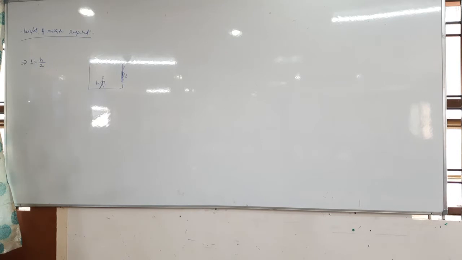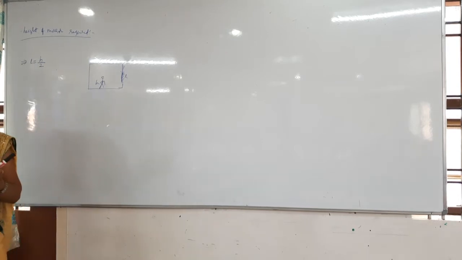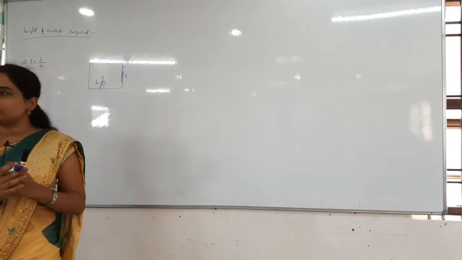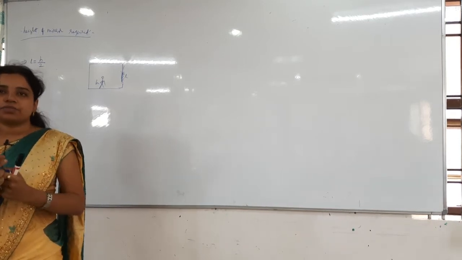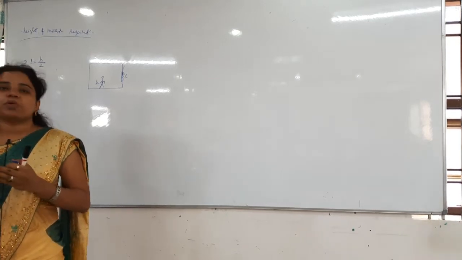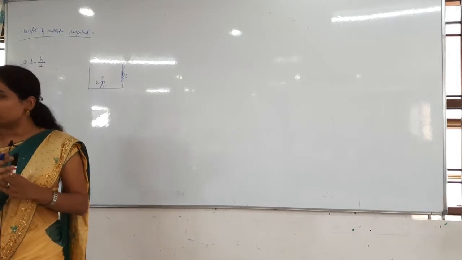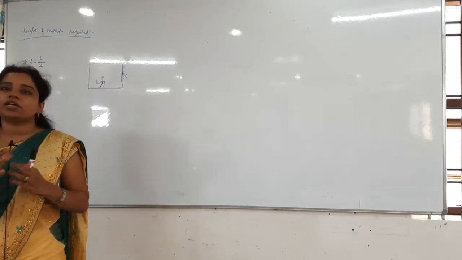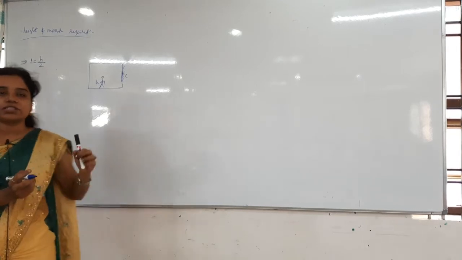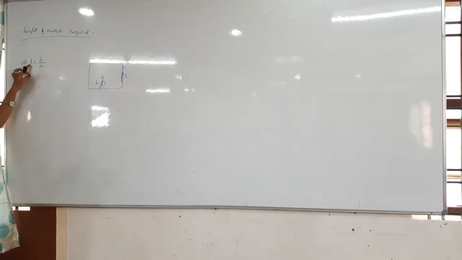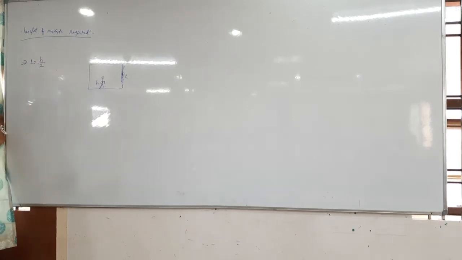Whatever my height is, I have to take half of that as the length of the mirror. For example, my height is 5.3 feet. So at that time I have to take around 2.7 feet, so that I can see my full image in the mirror. So this is the height required. L equals how much? Length of the mirror equals height of the person divided by 2.